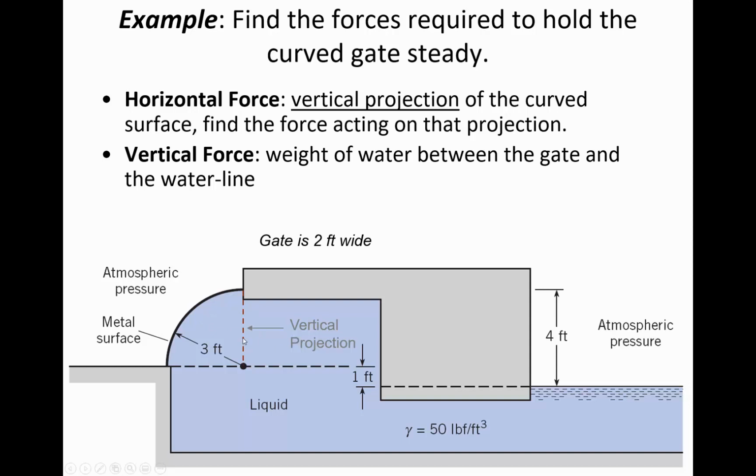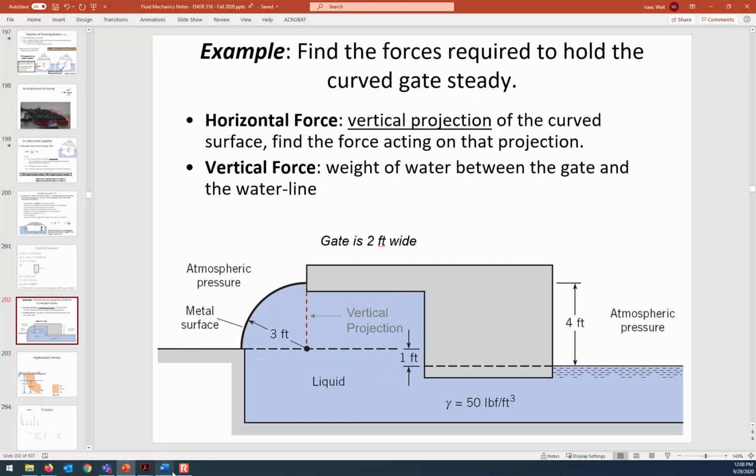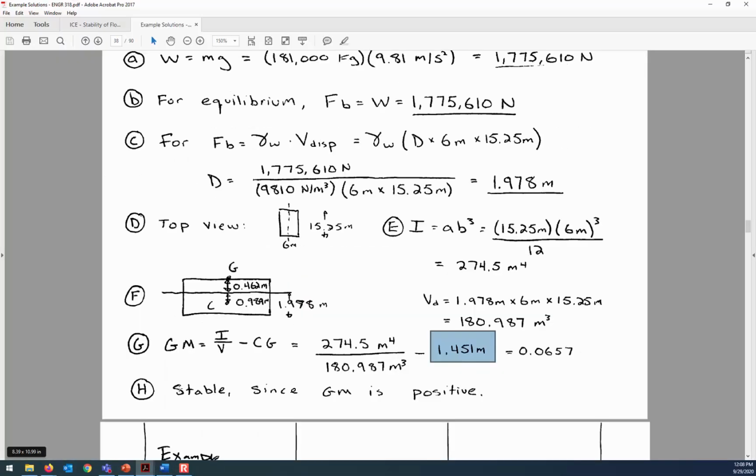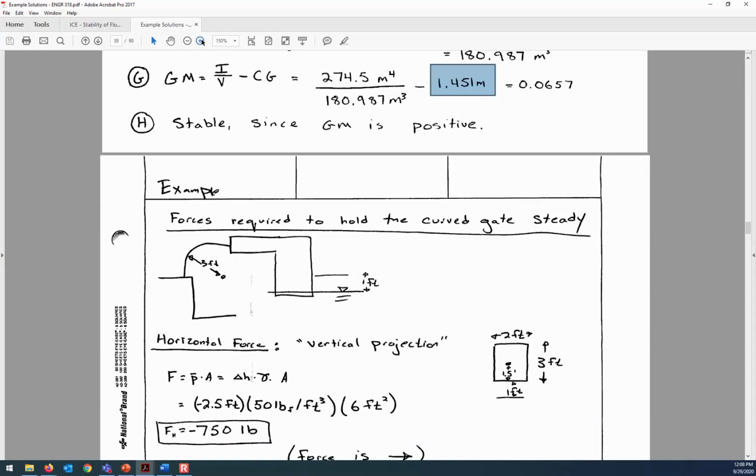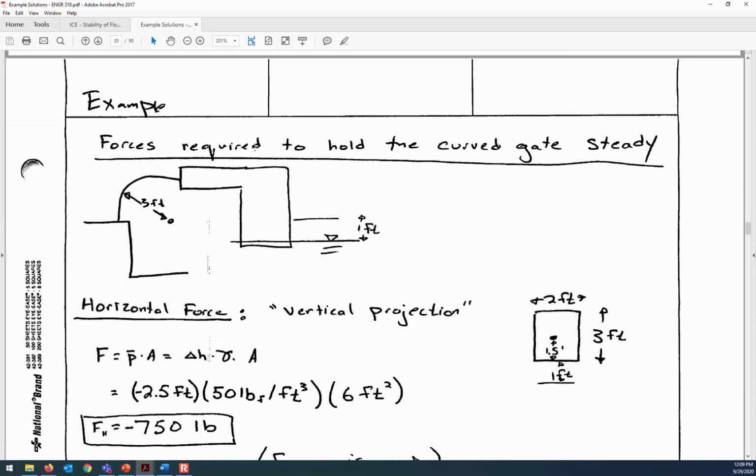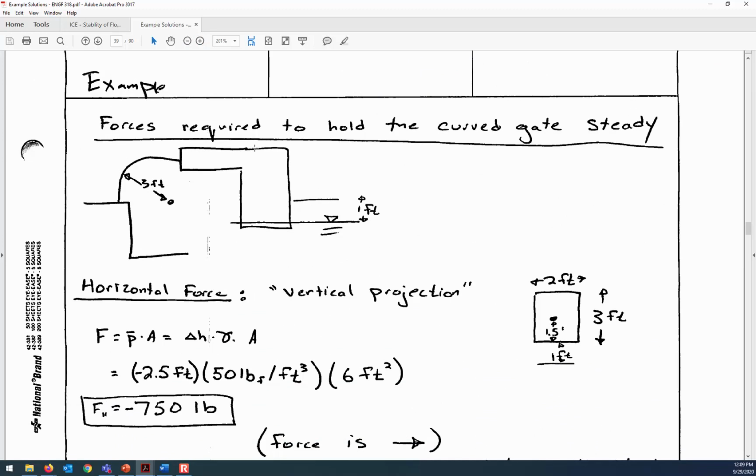And then for the vertical forces, it's the weight of the water, and not the weight of the water above the gate, but the weight of the water below the gate to the water line. So this is kind of a specialized case where we have negative pressure, and it kind of flips our perspective on how things are normally calculated. So I just wanted to show you how we would go through the calculations for this one. So for the horizontal force, we still use pressure at the centroid times area. And the pressure at the centroid is going to be some delta H times the unit weight.